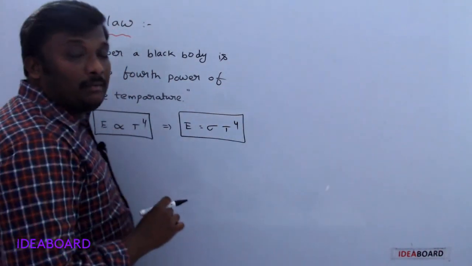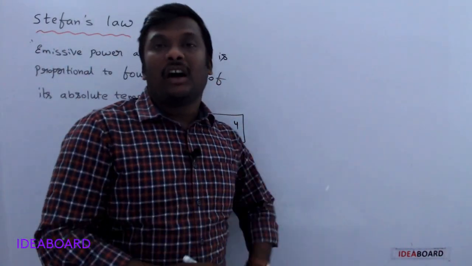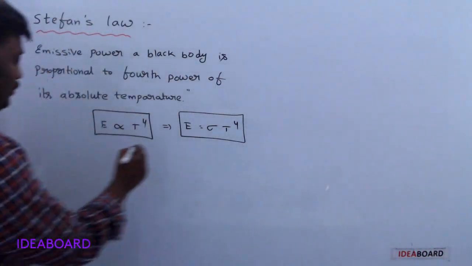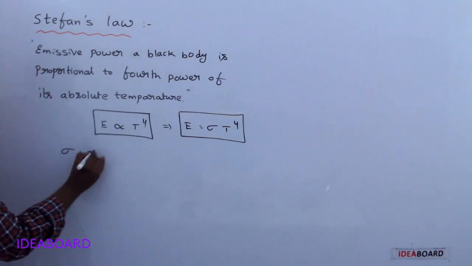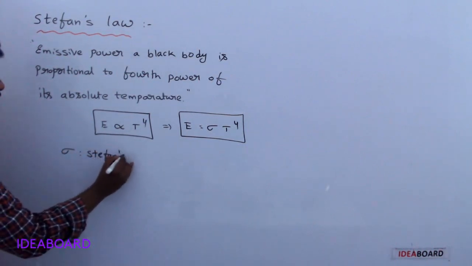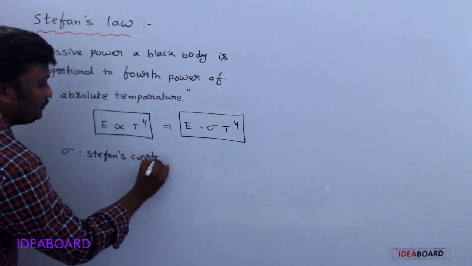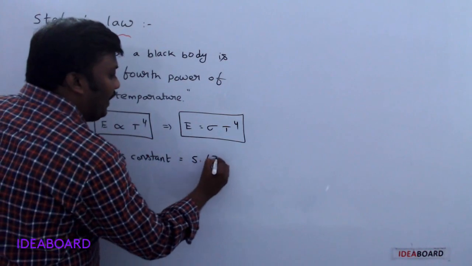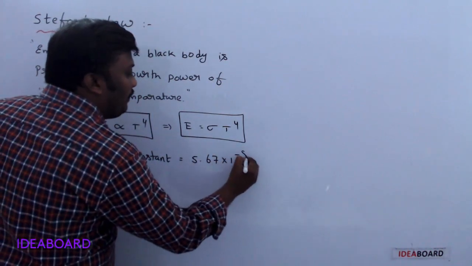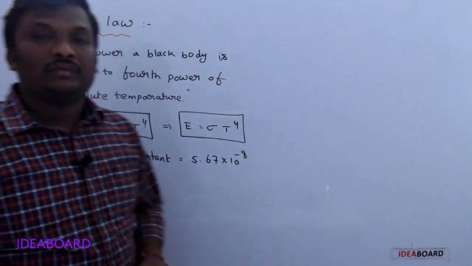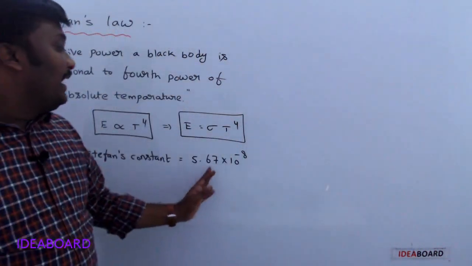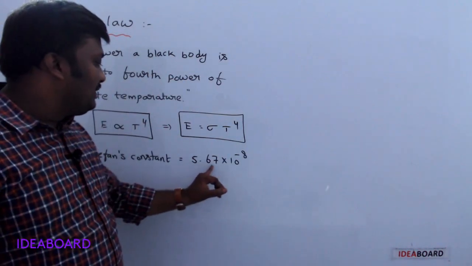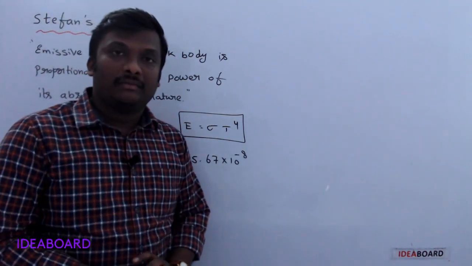Here, sigma is called the proportionality constant, and that constant is named Stefan's constant. It has a value of 5.67 into 10 power minus 8. What is the value of sigma? 5.67 into 10 power minus 8. I remember this value like 5, 6, 7 power is 8.